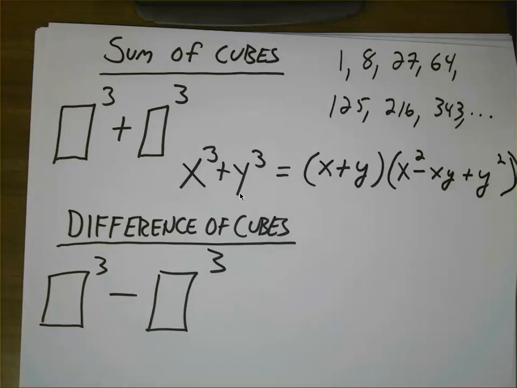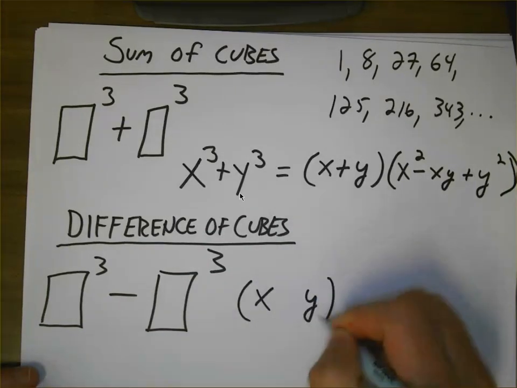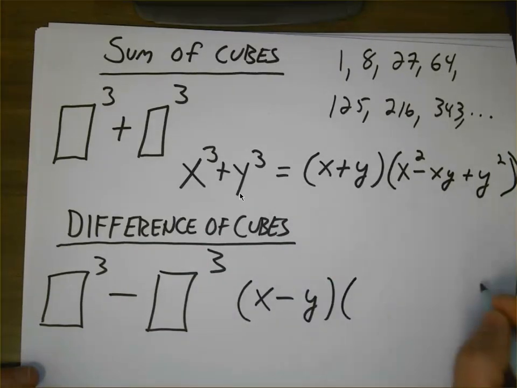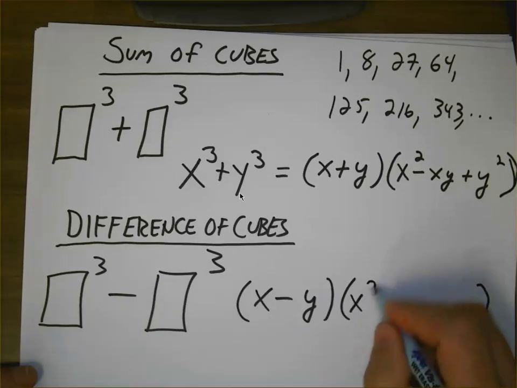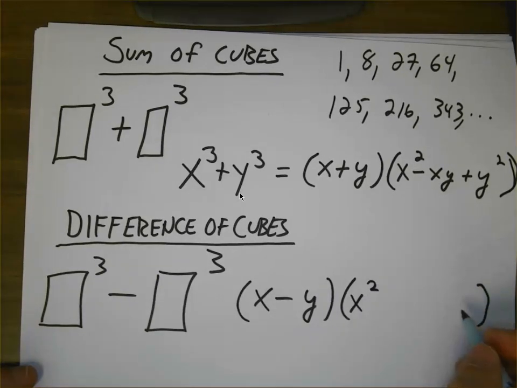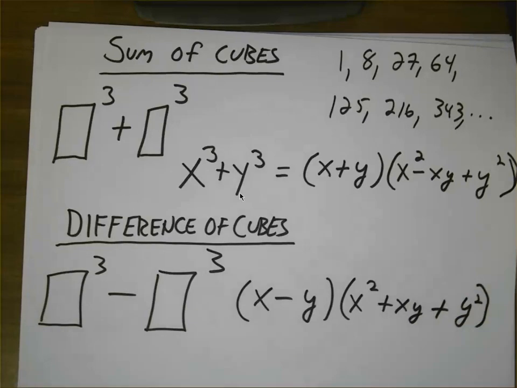The difference looks pretty similar. The difference, check this out. It's the same thing. You still take the cube root, but you're going to put a minus here. You're still going to square the first term. That's correct. And you're still going to square the last term. That's correct. And then multiply the two terms together, and you have that. That's how it works. That's the sum and difference of cubes, if that makes sense.